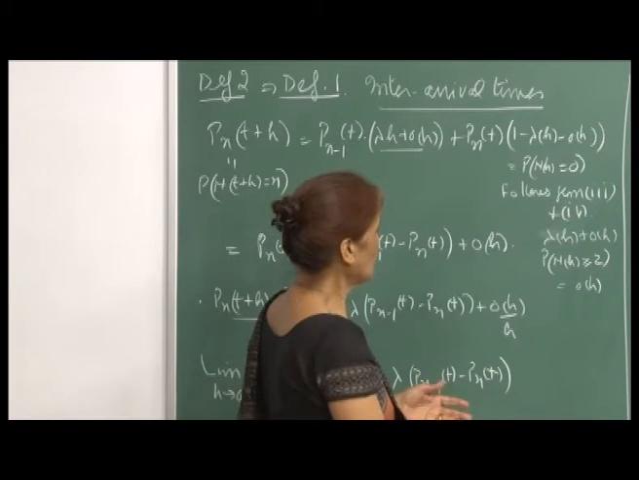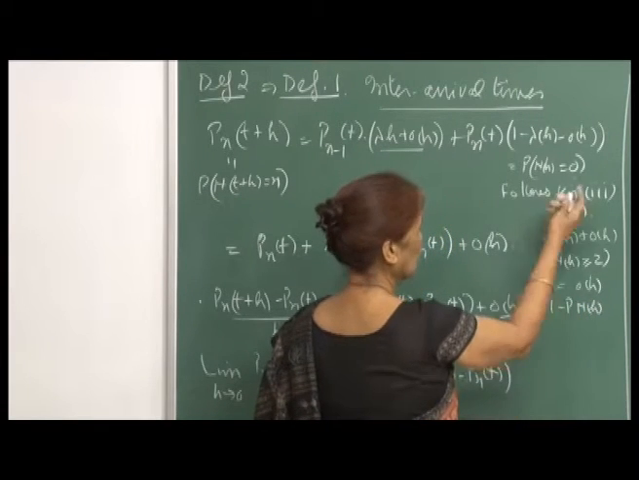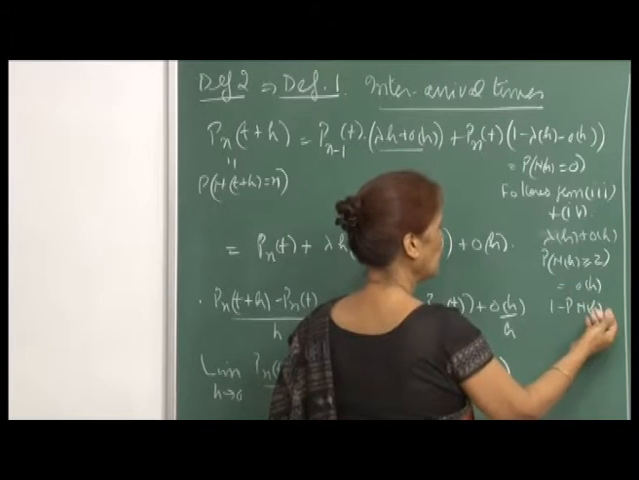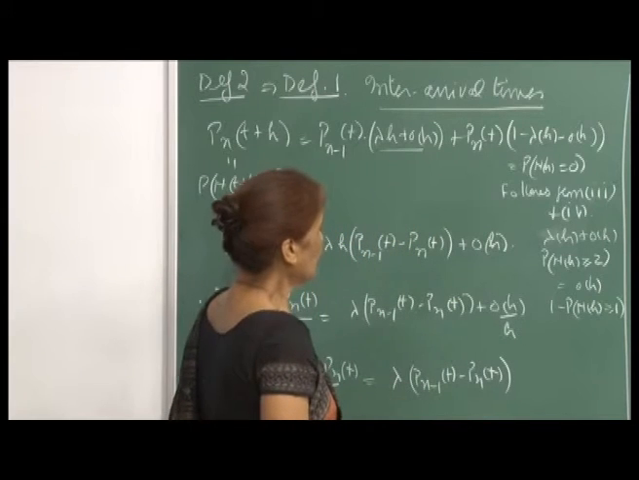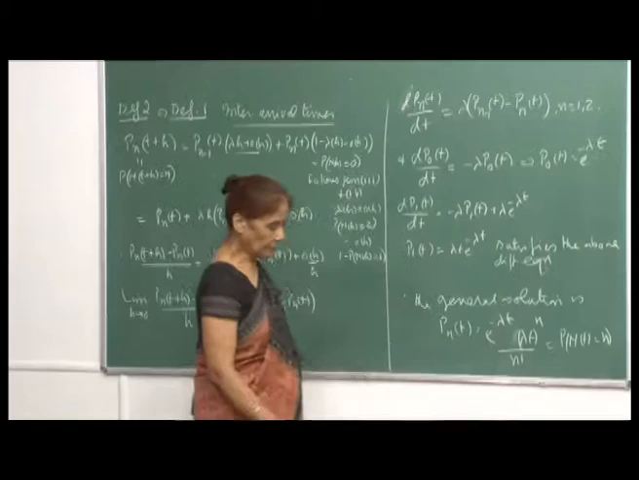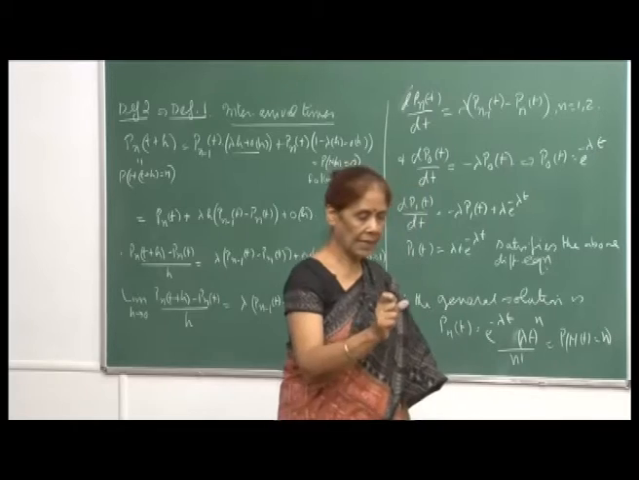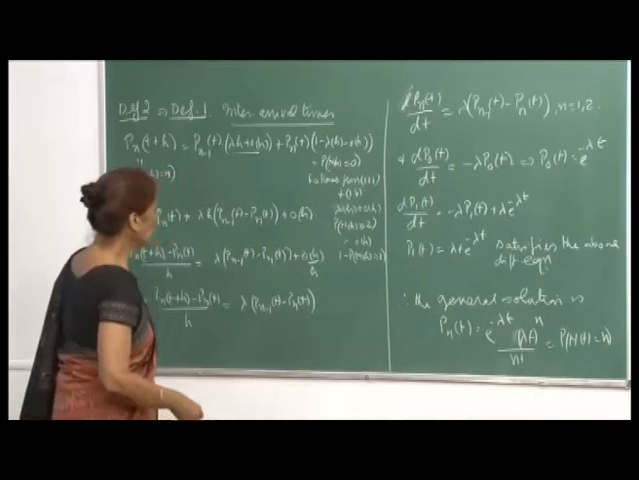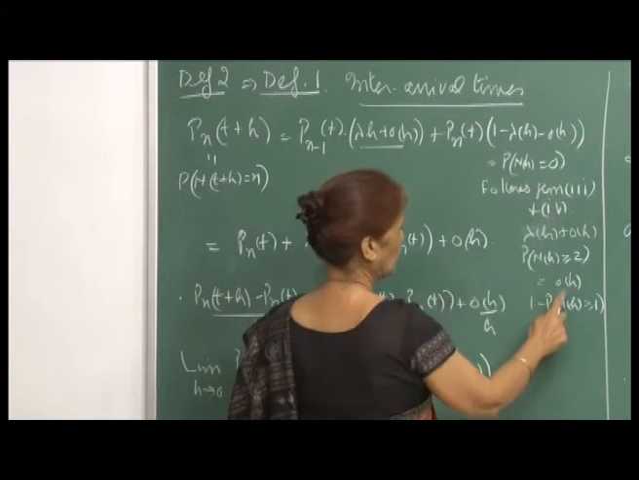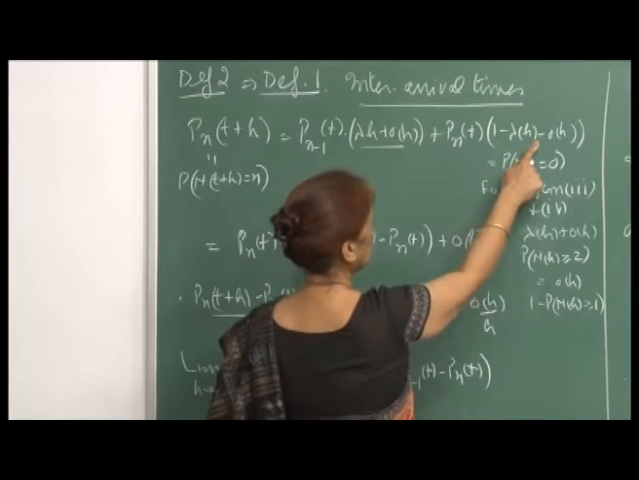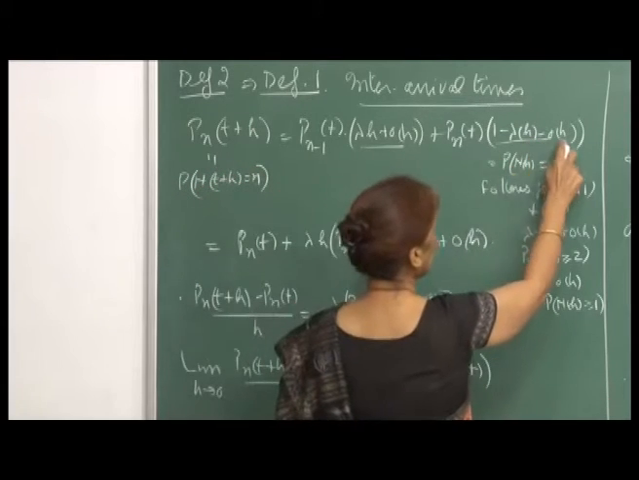Now, when you say that there is no arrival, then you want 1 minus the probability of n(h) greater than or equal to 1. If you want n(h) equal to 0, that means the arrivals being 1, 2 and so on in the interval h are excluded, so you take 1 minus that. So this would be 1 minus lambda h, because this is o(h) and this is lambda h plus o(h). Therefore, the probability of n(h) equal to 0 is 1 minus lambda h minus o(h).